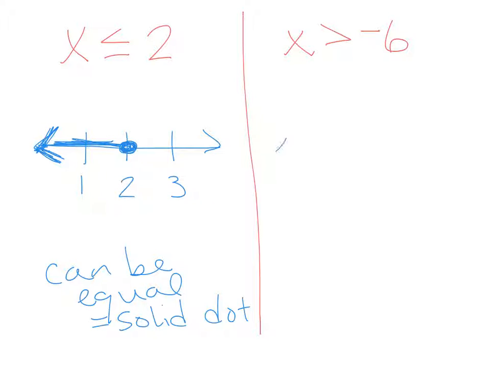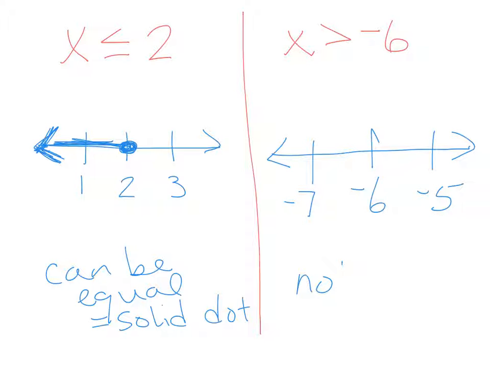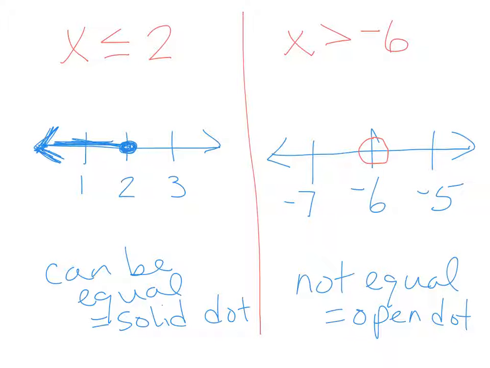For x is greater than -6, be careful when you do the number lines with negatives, because one up from -6 is actually -5, and one down from -6 is -7, so be careful not to get it backwards. Now this is greater than, and this is not equal, so this is going to be an open dot. So I have an open dot on my -6, and then all the numbers greater than -6 are to the right. So it looks like that.